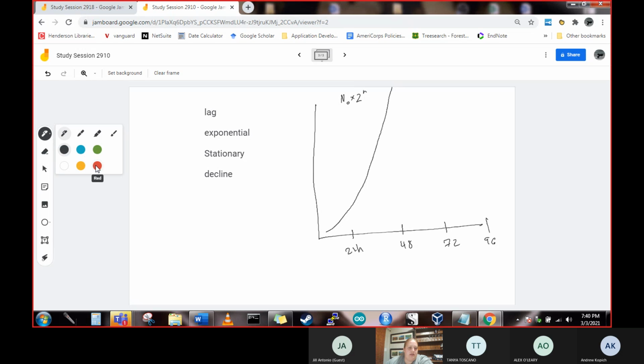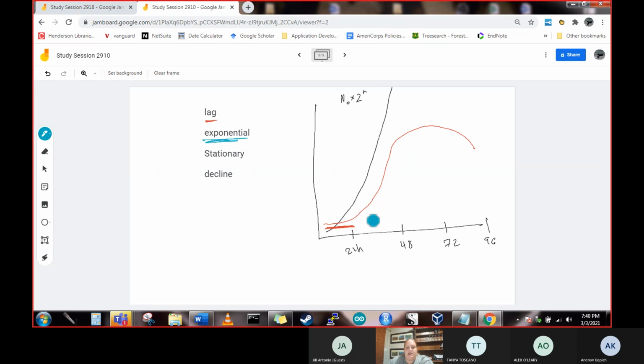But in reality, let's change to red, your curve is going to look a little like this. And there's 4 different phases. So the lag phase is this phase right here, where you don't see that exponential growth like you would theoretically expect, because the bacteria cells have to get used to the media that they're living in, and make sure that they want to reproduce in that environment.